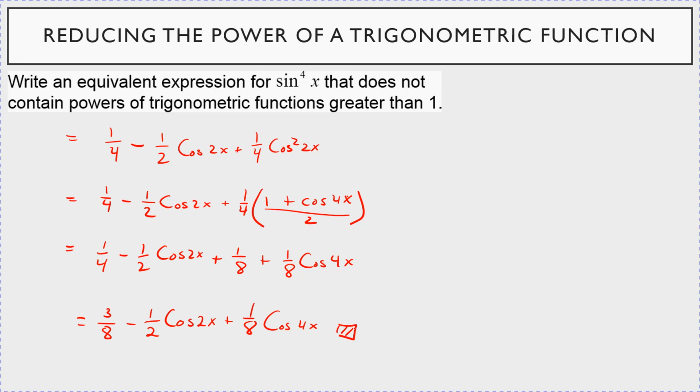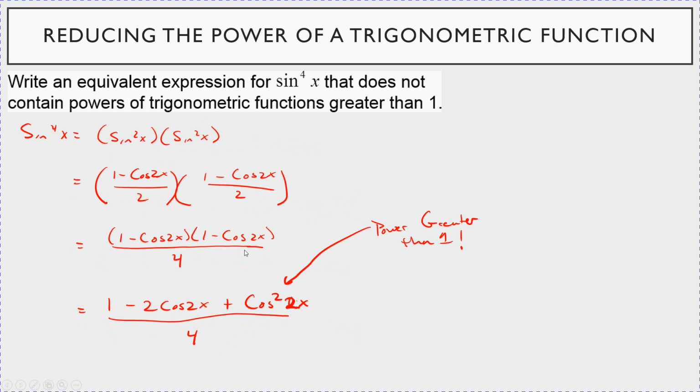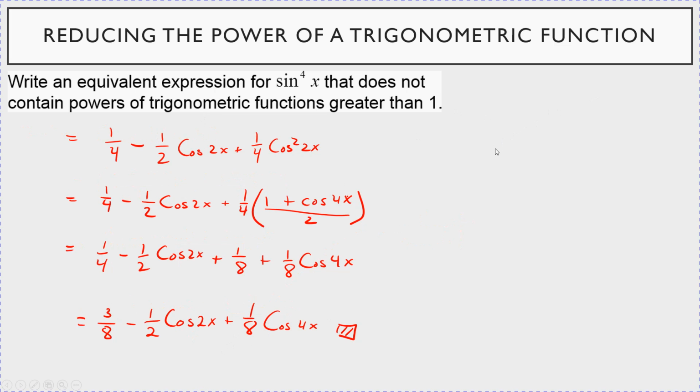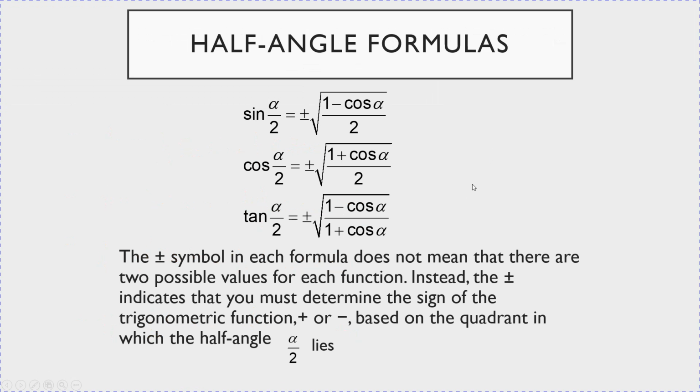All right, a little bit of an arduous process here, right? The formulas and using them in succession like that. All right, the next one here, I just want to quickly introduce you to half-angle formulas, okay? So it's sine of alpha divided by 2 is equal to plus or minus the square root of 1 minus cosine alpha divided by 2.